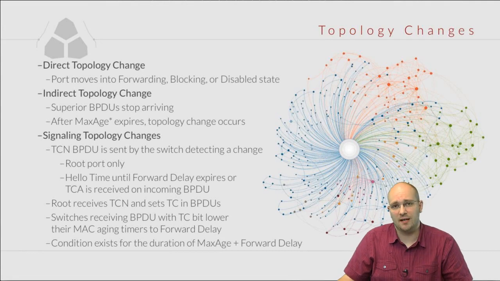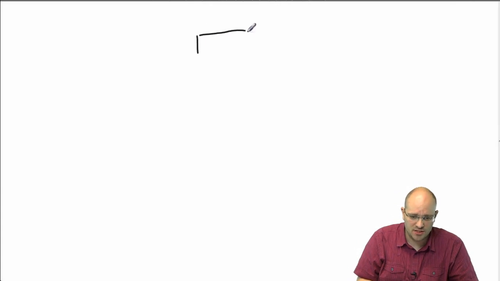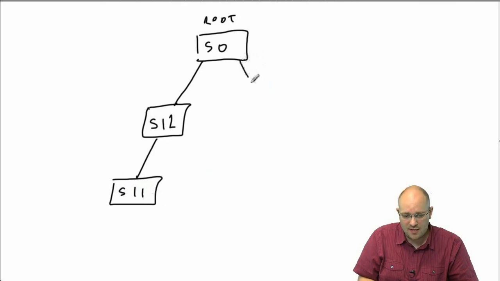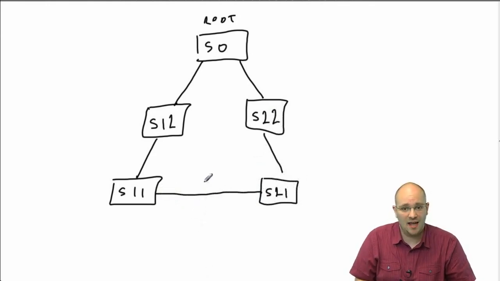I would fully understand if you told me that you lost me somewhere halfway through that explanation. So let me show you an example on the whiteboard. Imagine that we had a network that had a switch 0 here that was our root. And to this switch 0, we had 2 branches of switches. Let's call this one switch 1, 2, and this one here switch 1, 1. This branch here is branch 2, so I'm going to call this switch 2, 2, and this one here is going to be switch 2, 1. And also there is a connection between switches S11 and S21.